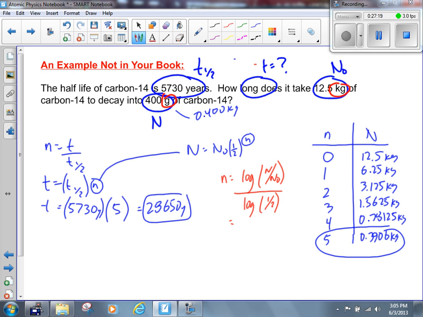So we're going to say log of 0.4 over 12.5 divided by log of 0.5. When we do that, I believe it works out to be something like 4.98 or something like that. 4.96. That's not exactly 5. And because of that, we're going to get a slightly different answer when we multiply 5730 by 4.96 than we are when we multiply by 5.